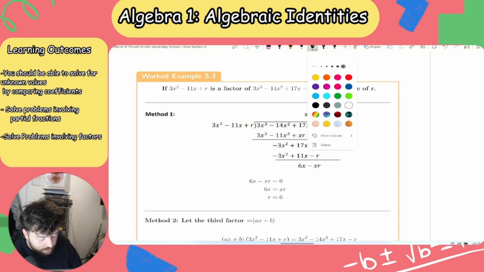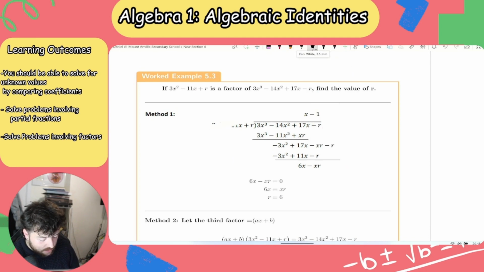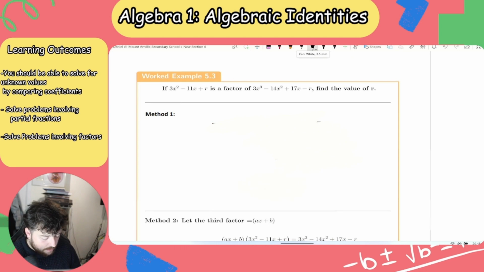You know what, let me just rub this out here. So method 1, this is going to be my division method. 3x squared minus 11x plus k is a factor of 3x cubed minus 14x squared plus 17x minus k. Find the value of k.